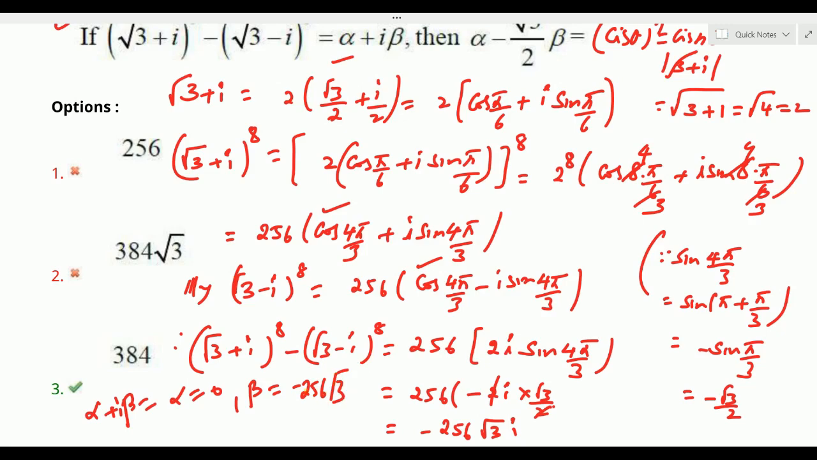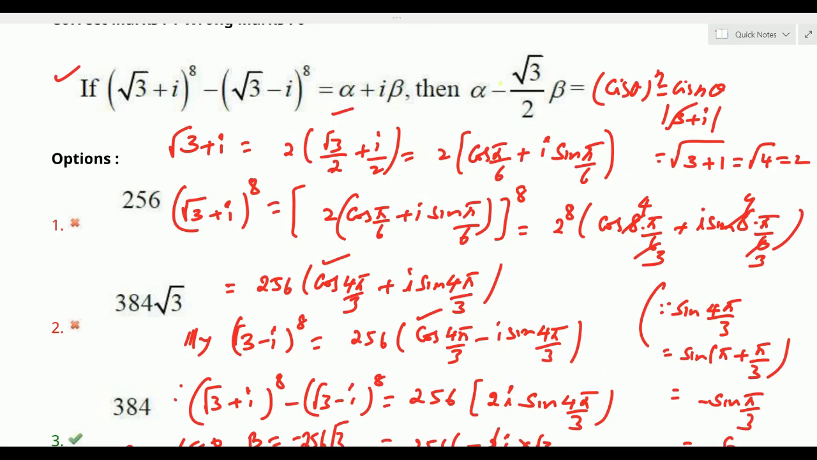So what do we want? We want the result alpha minus root 3 by 2 into beta. Alpha value we got as 0. So 0 minus root 3 by 2 into beta value, which we got as minus 256 root 3 i. Right? What happens here? 256 cancels in this one. How many times? 256 by the subtraction. Therefore, this resultant is 256 i beta.